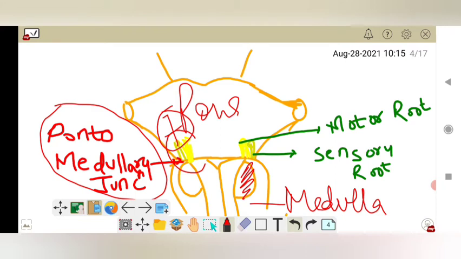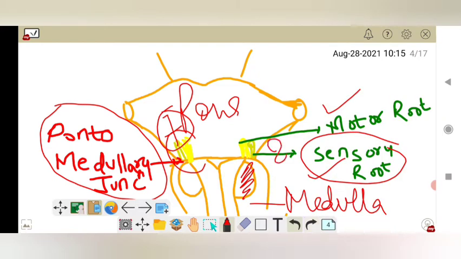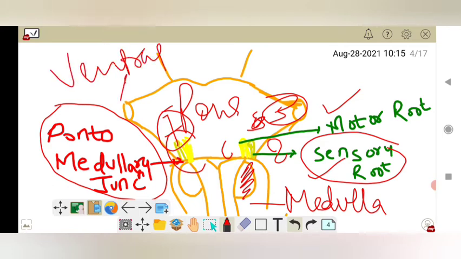Both roots are seen, motor and sensory root. Motor root is thick and it is medial to sensory root. This is sensory root. Lateral to it there is the eighth nerve, and medial to it the sixth nerve, and on pons we see at the level of middle cerebellar peduncle the fifth cranial nerve. All this is seen on the ventral surface of brainstem, ventral view of brainstem.